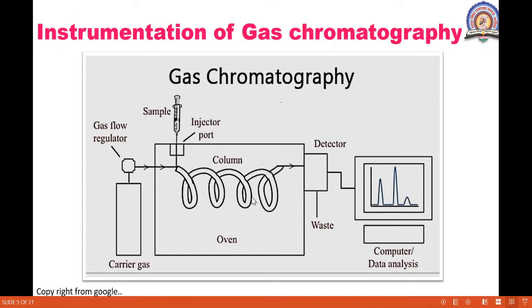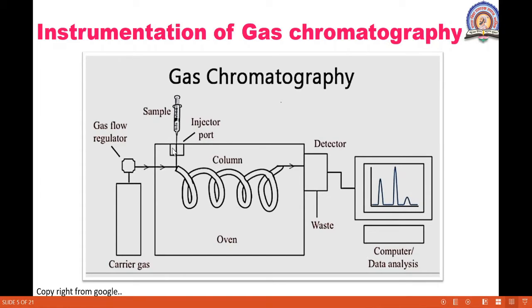First we see the carrier gas, this is a gas tank. At the top of this tank, there is a valve, and when we open the valve, the gas will flow forward. Here the flow regulator is there, or we can say the flow meter is there, so it controls the flow of the gas. The pressure of the gas will be 40 to 80.